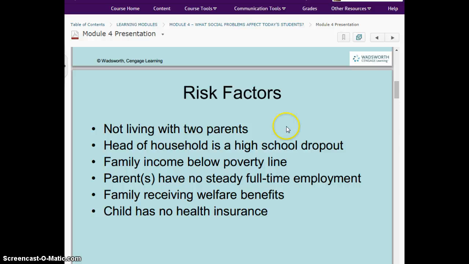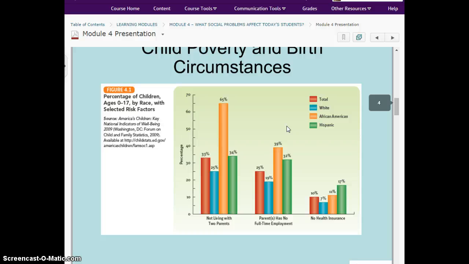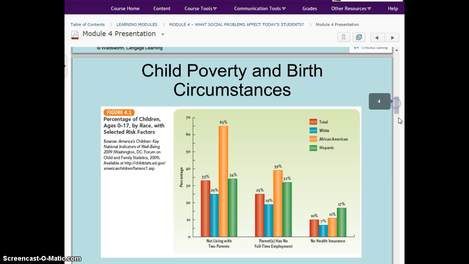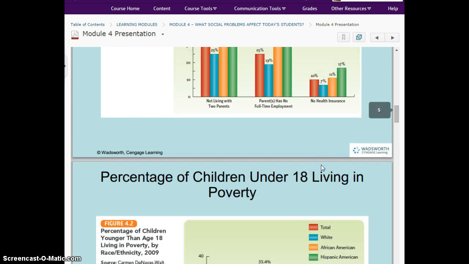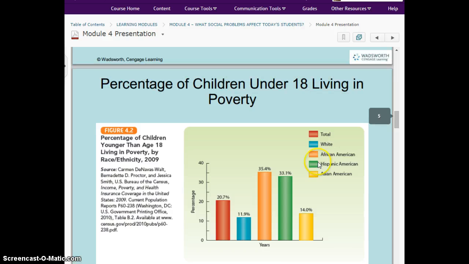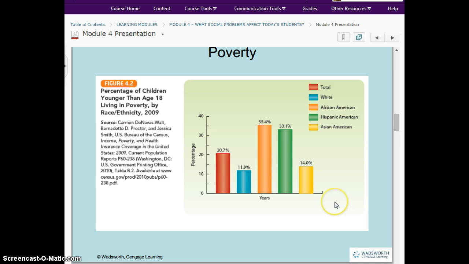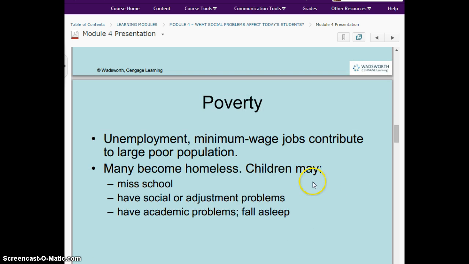There's a slide on risk factors that you should take a look at, and then we've got a graph on the socioeconomic situation with students that shows the different ethnicities and how they're affected by situations with, like, not living with two parents, parents who are not full-time employees, and health insurance issues. There's a graph on children under 18 who live in poverty, and it's broken down by the different ethnicities. The poverty issue is mentioned here.